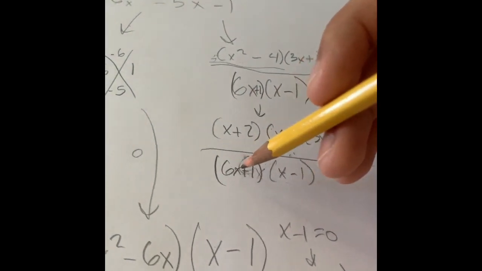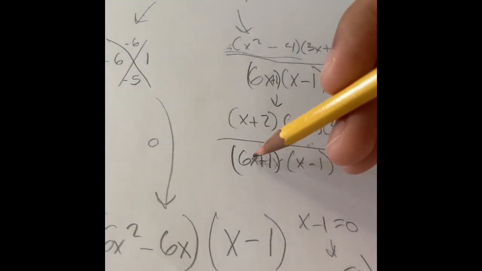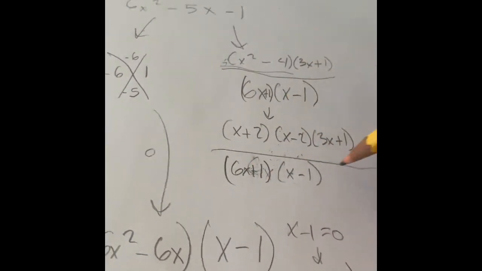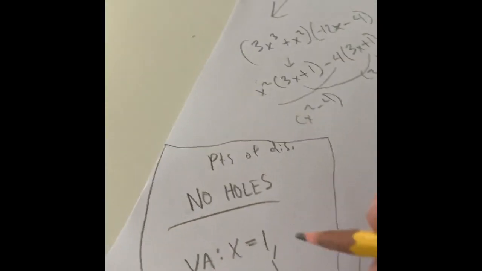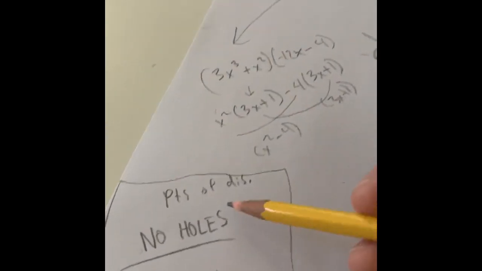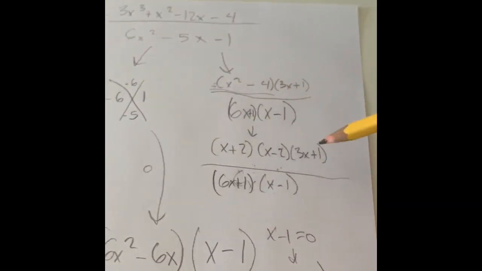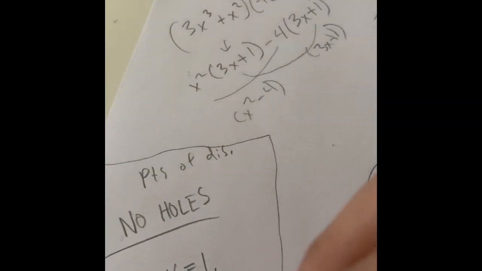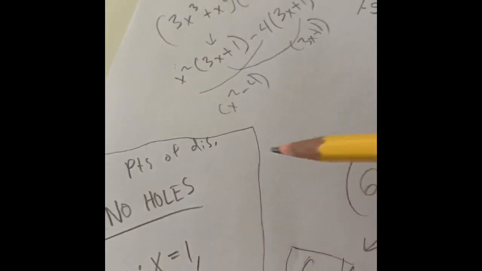Same thing with negative 1/6: you get negative 1, then negative 1 plus 1 is just 0. 0 times this is 0, and it's undefined. So that's why these are our vertical asymptotes, and there are no holes because you can't cancel them out. So our points of discontinuity are no holes and vertical asymptotes at x equals 1 and x equals negative 1/6.